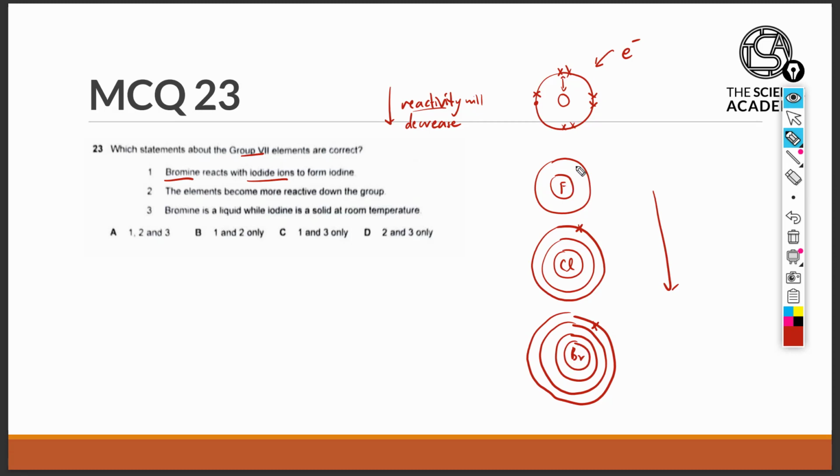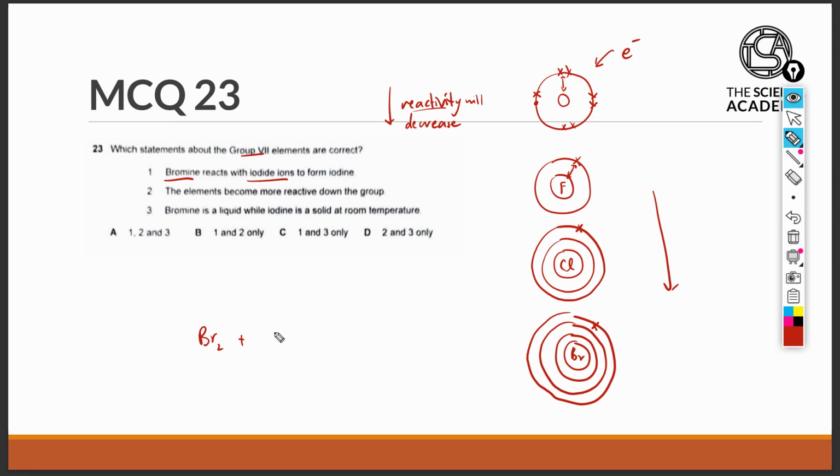Therefore, it is easiest for fluorine to gain this one additional electron because the force of attraction between this electron and the positive nucleus is going to be much stronger due to the smaller distance between the nucleus and the outermost electron shell. Option 1 states that bromine reacts with iodide ions to form iodine.